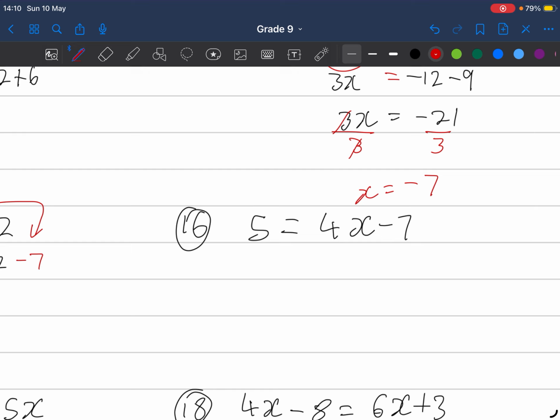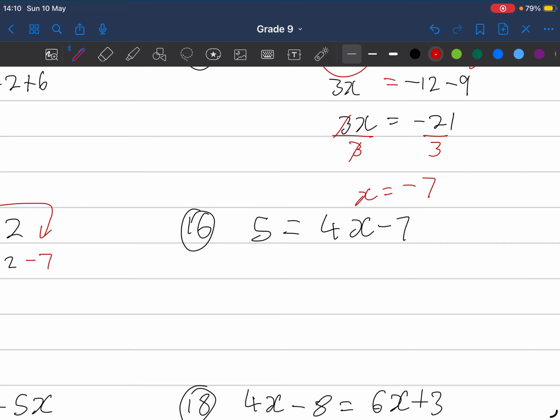All right. Next one. Now, here's one of those situations. The x is on the right-hand side. So what do we do? Well, we can move it to the left because that's what we said we want to do in the first place. But we don't have to. So what I'm going to do now is show you how to do it without moving it. So let's have a look.